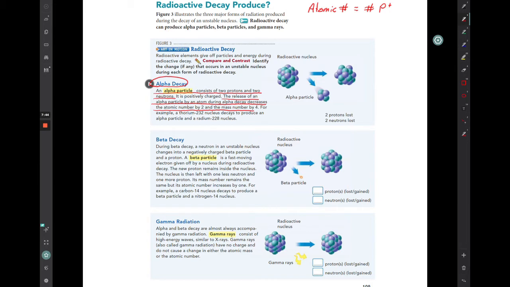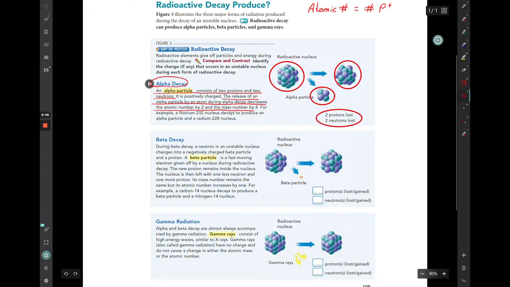So let's look at this up here. If this is the original atom, when it releases this particle, that particle is made up of 2 protons and 2 neutrons. So this is what we end up with at the end. So we've lost 2 protons and we've lost 2 neutrons. So what that means then is that our atomic number, because remember the atomic number is the number of protons, goes down by 2 when we lose 2 protons. So it can no longer be the same element that it was before.